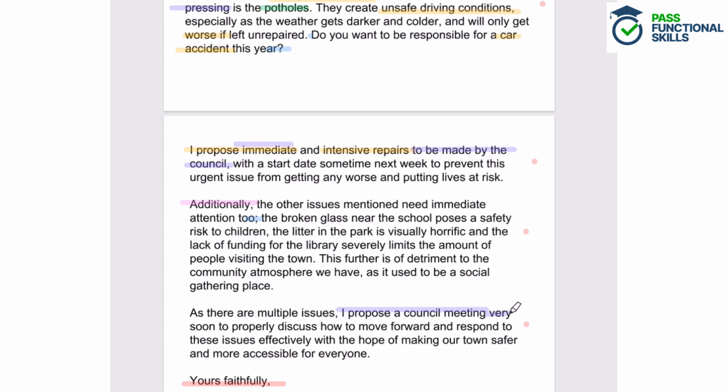And we've got very soon to highlight that as well. So make sure that your language is adapted to the purpose of the text. Think about how you can persuade the reader that any issues that you might be talking about are really important or urgent. And try to use some persuasive techniques in your writing as well.